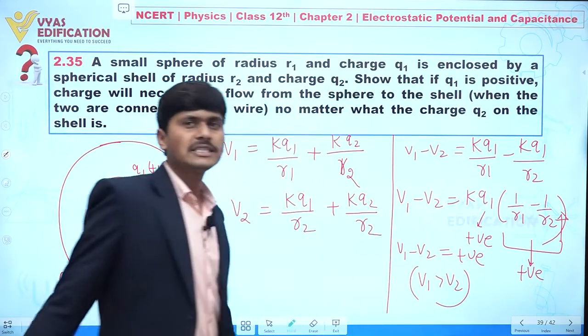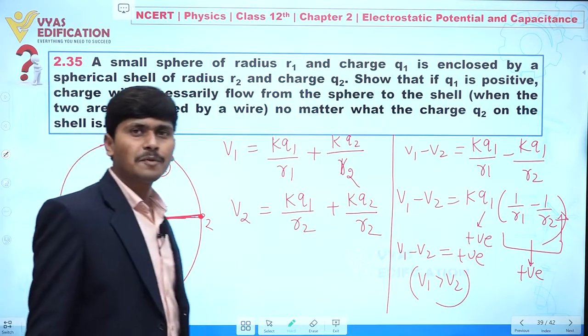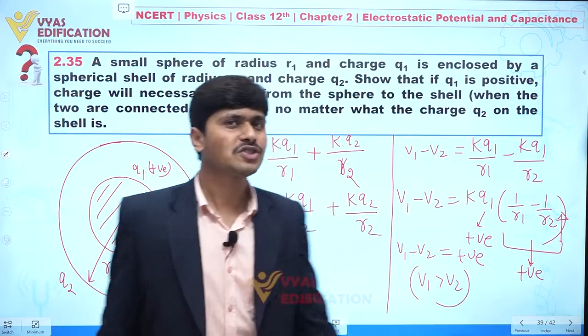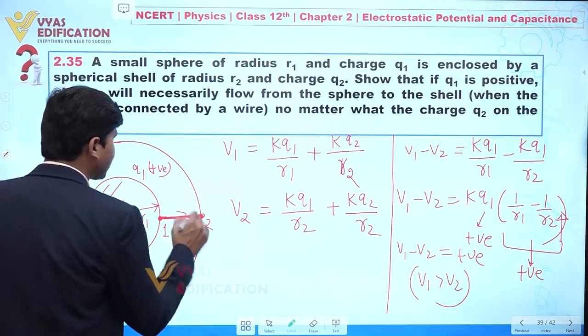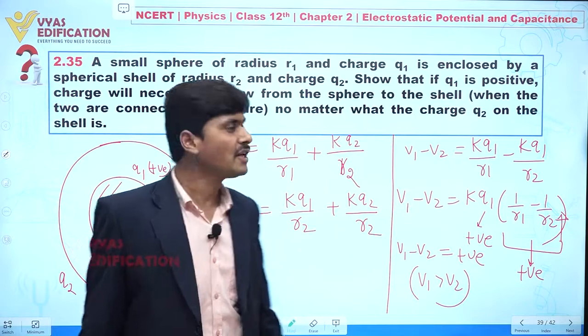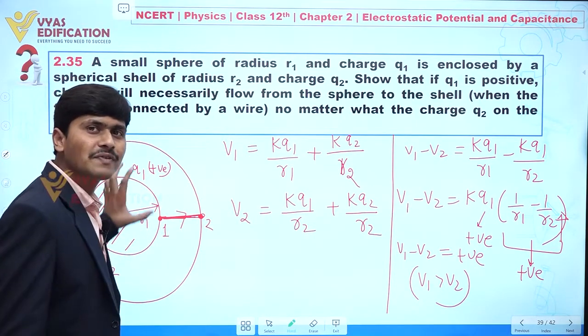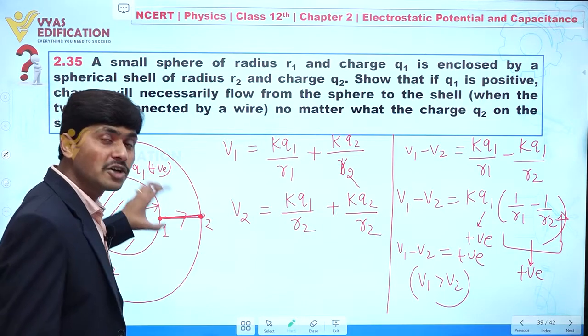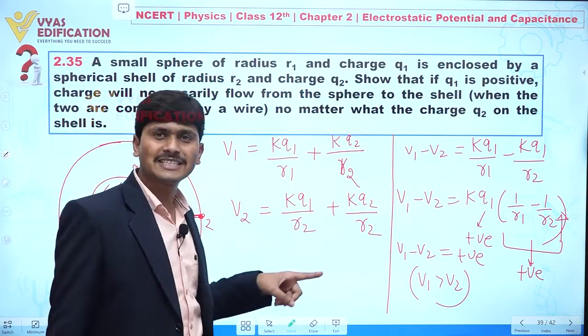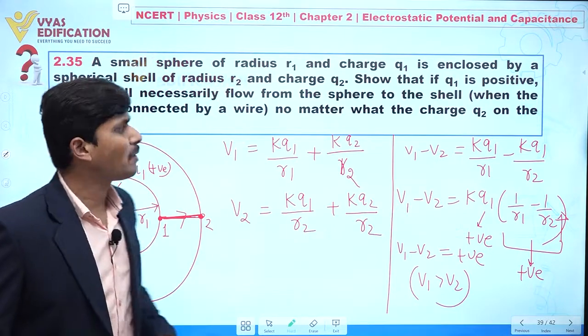It means point number 1 is at a higher potential compared to point number 2. So charge always flows from point number 1 to point number 2. That is, charge always flows from the outer surface of the inner sphere to the spherical shell. So this is all about this question.